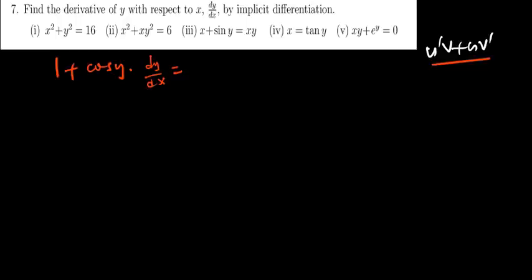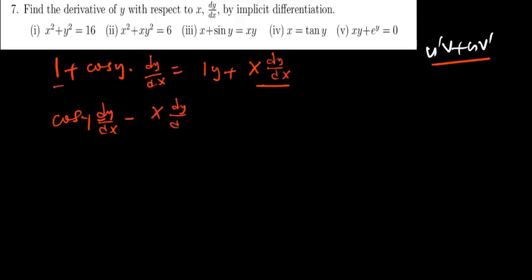So how do we differentiate? You differentiate the u, which is x, as 1, keep this constant, plus keep x constant, differentiate y, that is 1 times dy/dx. Now I'll shift this to the other side, 1 to the other side, so that becomes cos y dy/dx, then minus x dy/dx is equal to y, this one, minus 1, this one goes to the other side.